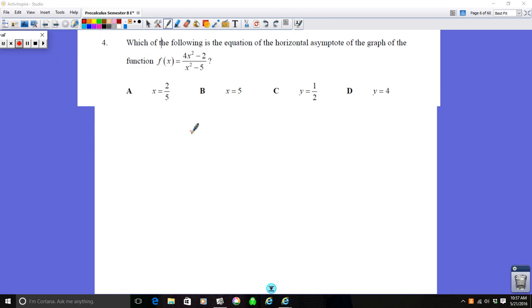All right, which of the following is the horizontal asymptote of that graph? To find the horizontal asymptote, what you're looking at are the exponents of the highest degree. So this is x to the second and x to the second. Since those are the same, we are going to use the coefficients here. So this is 4 over 1. So y equals 4 over 1 is the horizontal asymptote. So it's y equals 4.